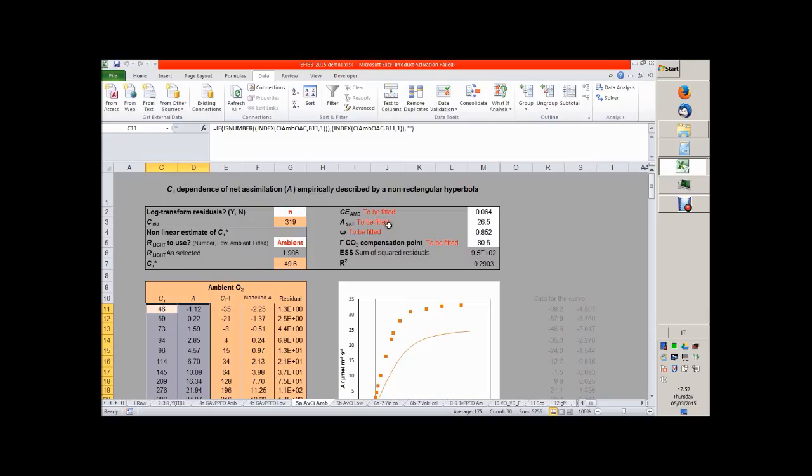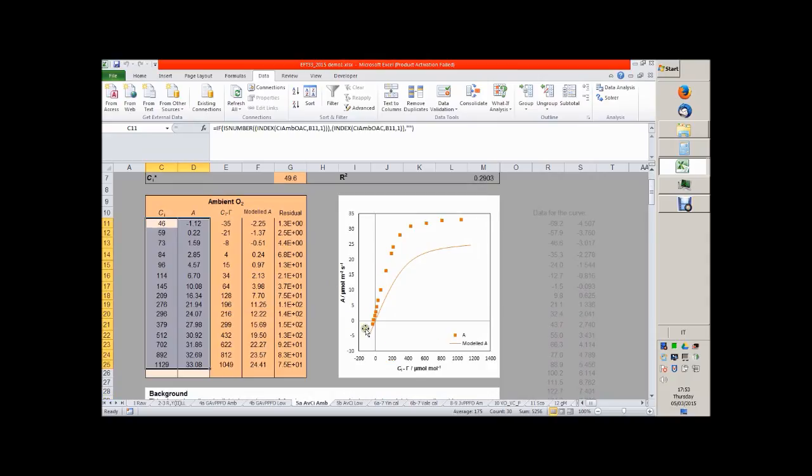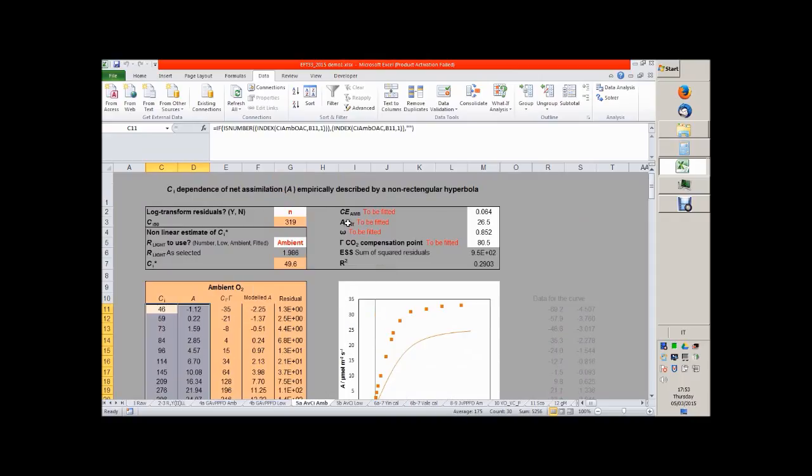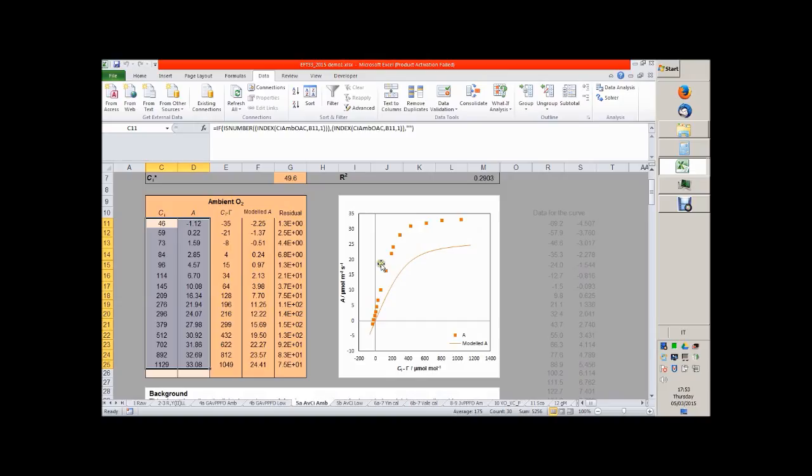The parameters derived are carboxylating efficiency, which is the initial slope of the ACI curve, ASAT, which is the horizontal asymptote of the ACI curve, meaning the CO2 saturated assimilation rate, omega, which is the curvature of the hyperbola, and gamma, which is the compensation point evaluated on Ci basis. To facilitate the physiological interpretation of omega, the sheet calculates Ci50, which is the CO2 concentration which half saturates assimilation.